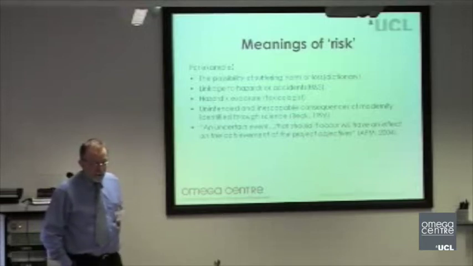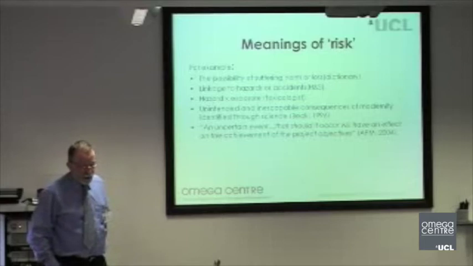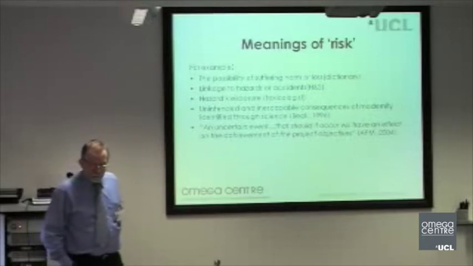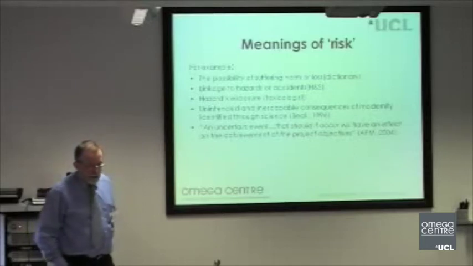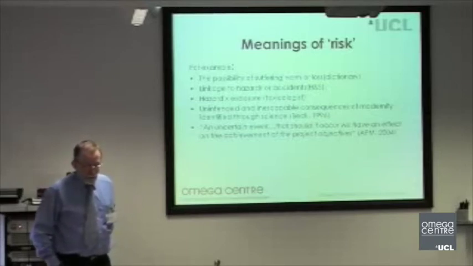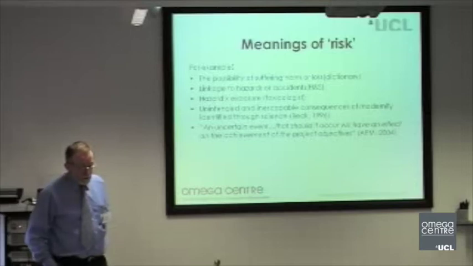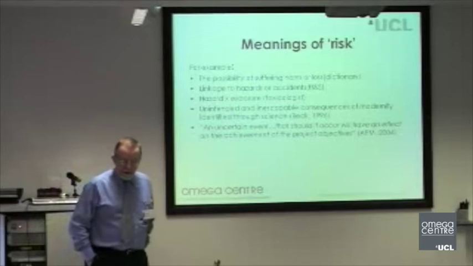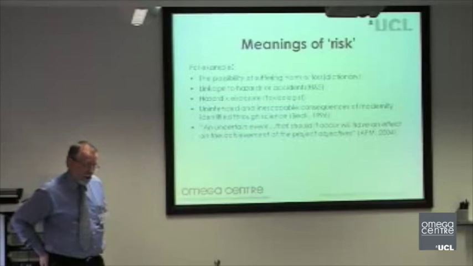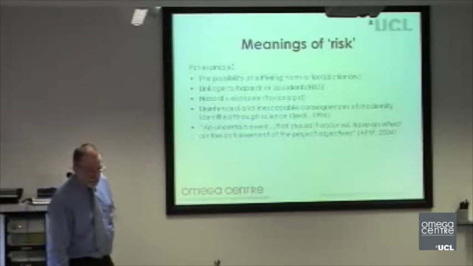Ulrich Beck talks about the unintended and inescapable consequences of modernity identified through science, and there is his well-known work on the risk society which is built around that sort of definition. And for project managers, the Association for Project Management's is the last one. Risk is an uncertain event. Should it occur, it will have an effect on the achievement of the project objectives. So depending on the context in which it's used, it has a series of different meanings.